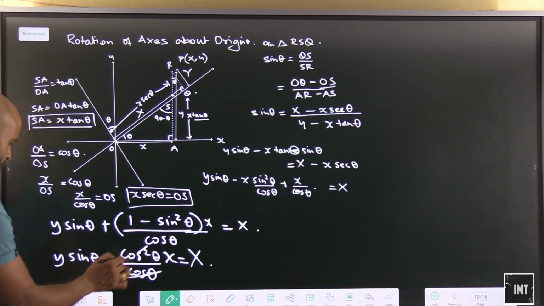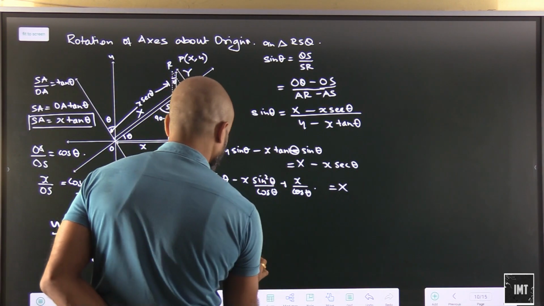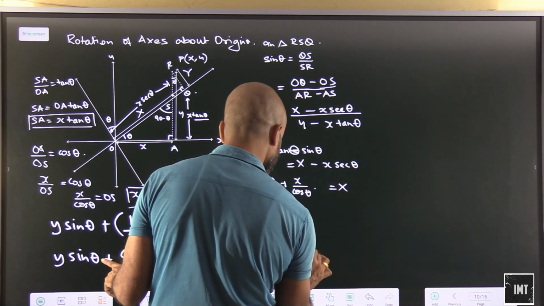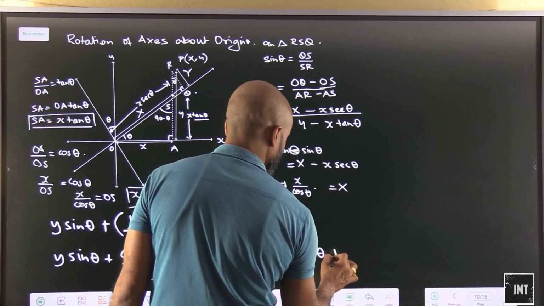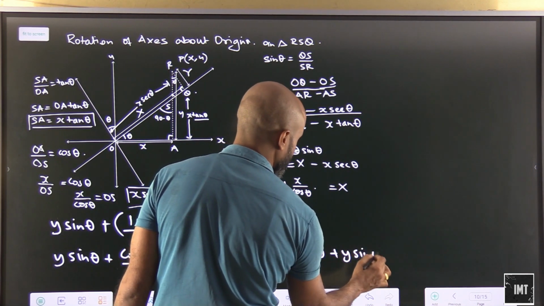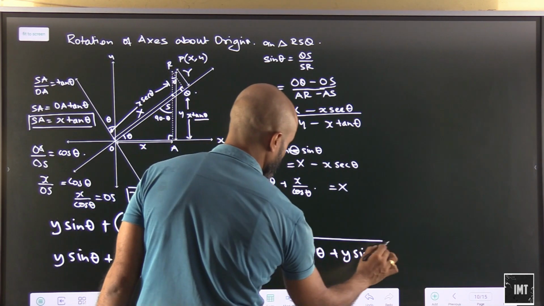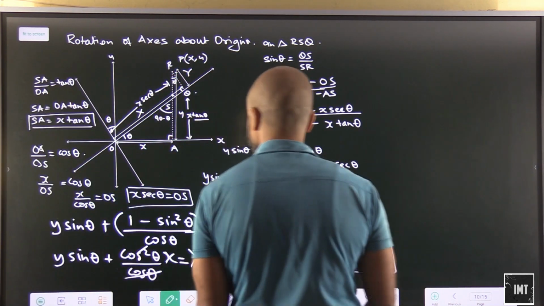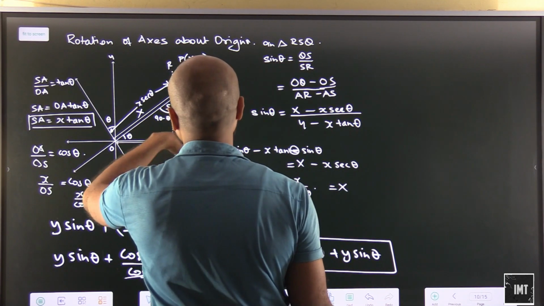Okay, this gets cancelled. So here we have capital X is equal to x cos theta plus y sin theta. Capital X is equal to x cos theta plus y sin theta. In the same way, we can calculate the value of y as well.